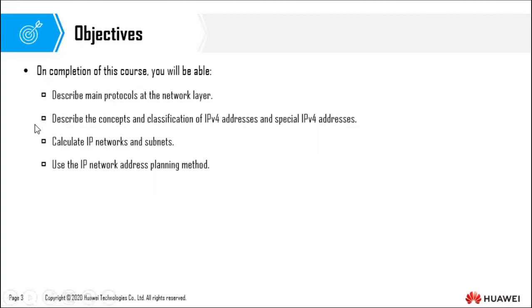On completion of this course, you will be able to: one, describe main protocols at the network layer. The second point says you'll be able to describe the concepts and classification of IP version 4 addresses and special IP version 4 addresses. The second last says you'll also be able to calculate the IP networks and subnets. The last point says you will also use the IP network address planning method. Okay, wonderful.